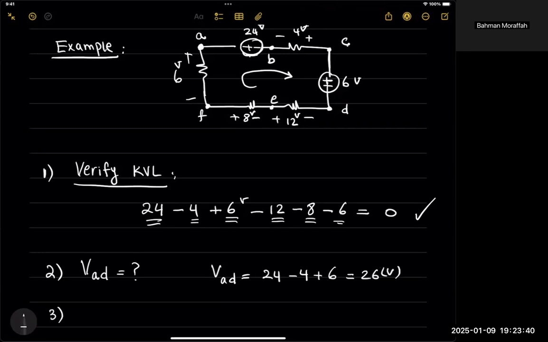How about VDF? What is VDF? Basically, what is the voltage from this point over here up to this point? Again, this is not exactly a closed loop, but we can think of this as there is something here that's called VDF. And starting from here, I have VDF equals minus 12 minus 8, which is minus 20, right?